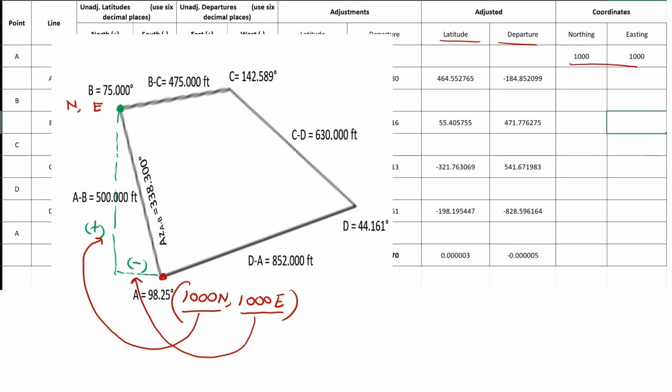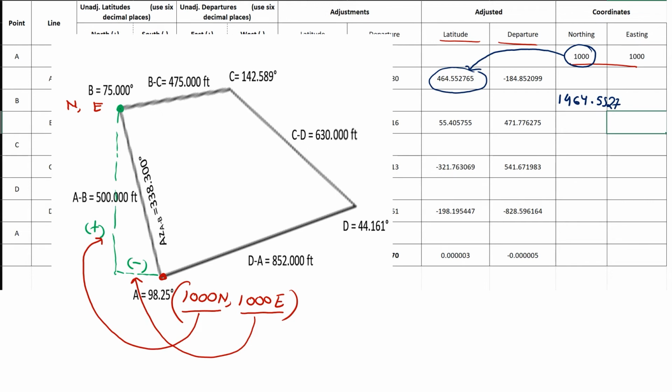So I showed you this visually, so let's try to automate things here. So you take this northern and you add to the latitude. If you do that, then you get 1000 plus 464.552765, and that would give you 1464.5527. Okay, let me take up to 4 decimals. So this is the northern coordinate of point B.